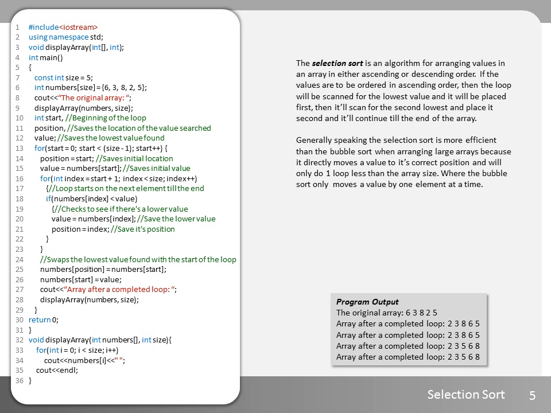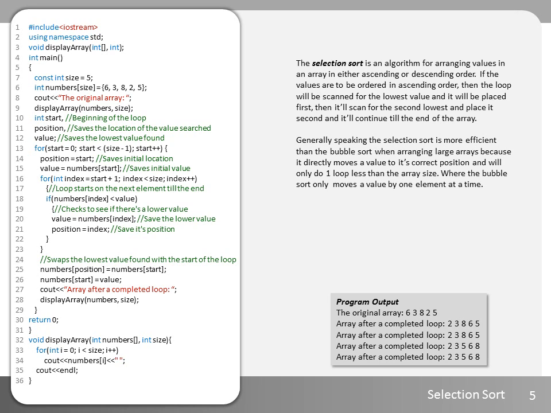The selection sort is an algorithm for arranging values in an array in either ascending or descending order. If the values are to be ordered in ascending order, then the loop will be scanned for the lowest value and placed first. Then it'll scan for the second lowest and place it second, and it'll continue till the end of the array. Generally speaking, the selection sort is more efficient than the bubble sort when arranging large arrays because it directly moves a value to its correct position and will only do one loop less than the array size, where the bubble sort only moves a value by one element at a time.